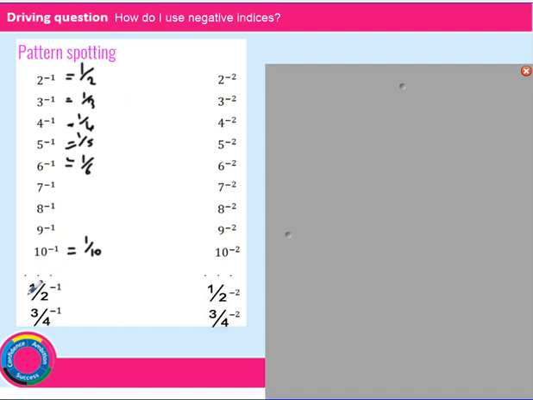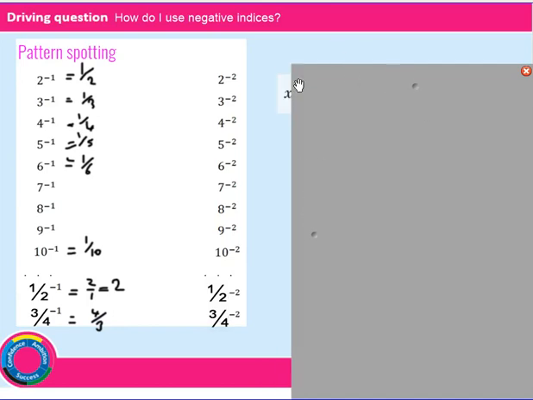So what happens down here then? What's the reciprocal of 1/2? The reciprocal of 1/2 is 2 over 1, which is just 2. What's the reciprocal of 3/4? 4 over 3. You flip the fraction, because 1 divided by 1/2 is 2, and 1 divided by 3/4 is 4/3.